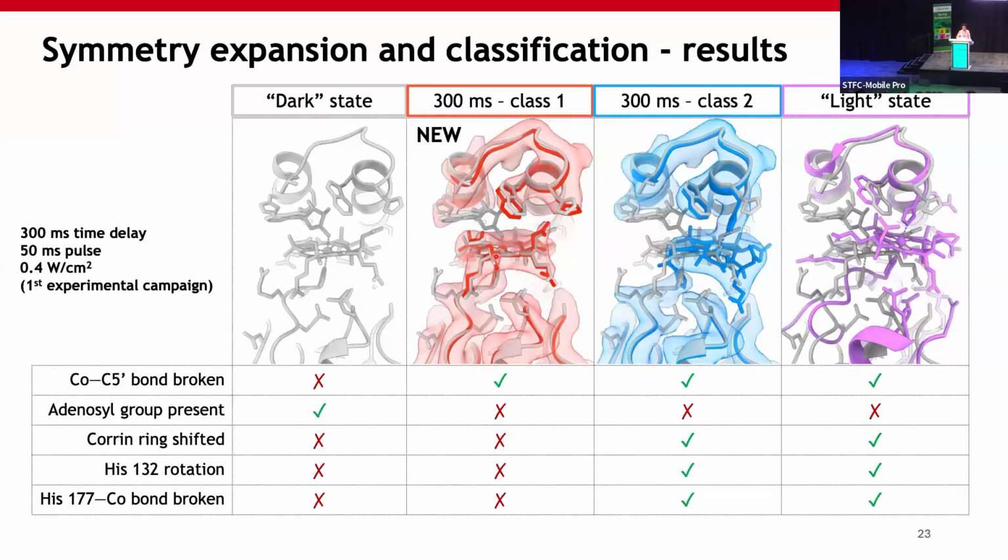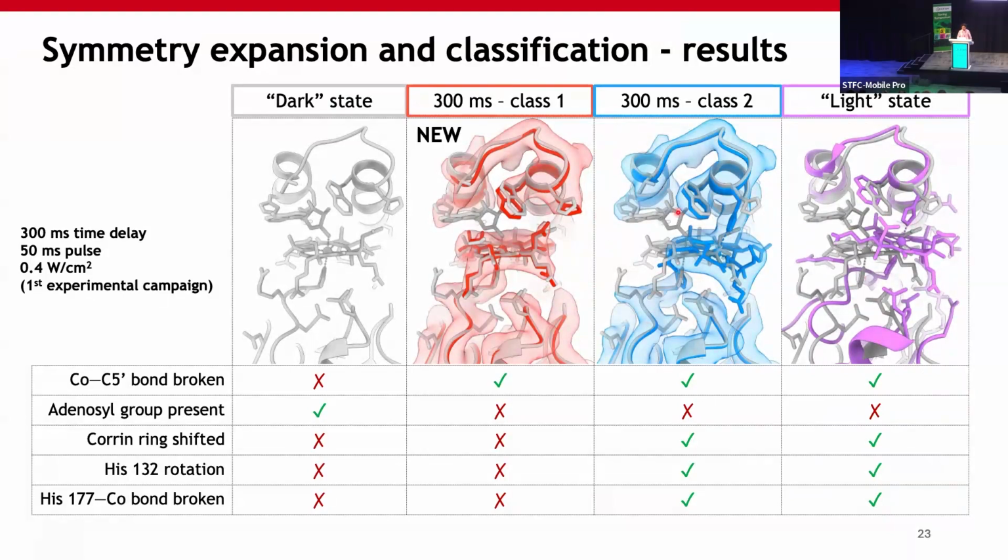So the first one of those, the only change with respect to the dark state is that the adenosyl group has left. And then the second class, after the adenosyl group has left, we have a shift of the core ring of a few angstroms, 4 or 5, and binding to another histidine of the protein. And then the next step that needs to happen to get to the light state is binding to this other histidine, which was bound in the beginning to the core ring.